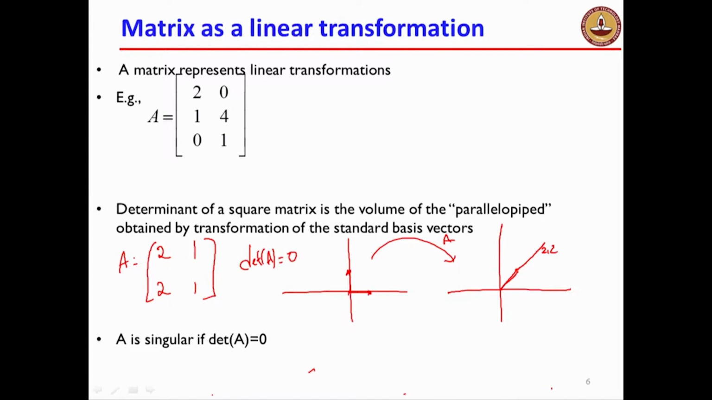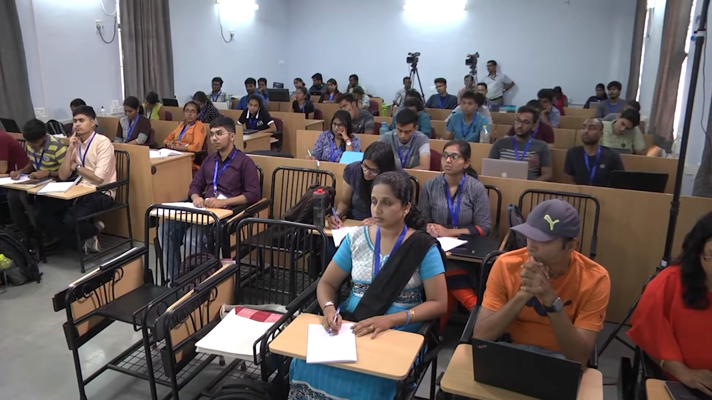Right? And if I ask you the same thing, what is the area of the so-called parallelogram formed by these two vectors after transformation? 0. I mean, it is not forming a full-fledged two-dimensional object. It's basically forming only a one-dimensional object in this case. Area of that turns out to be 0. So when the determinant is 0, the matrix is singular. What that also means is, what are the columns of these matrices? The columns of these matrices are basically vectors after transforming. So the determinant of the matrix is 0.